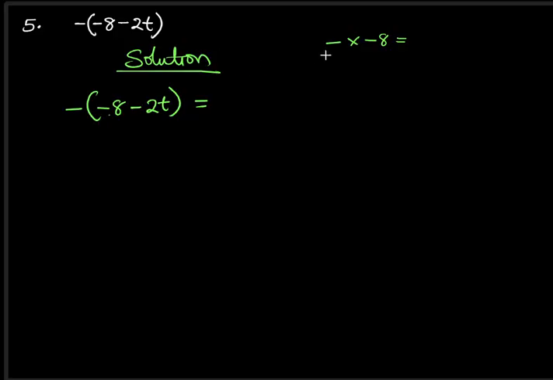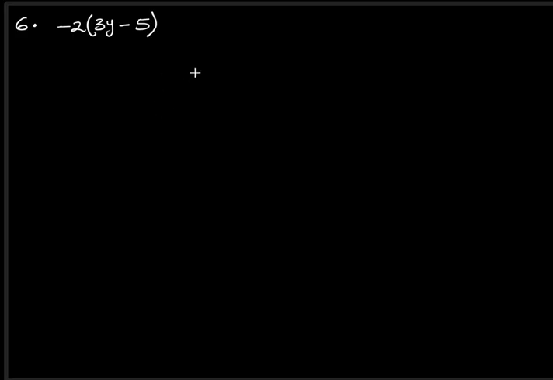So minus times minus 8 is equal to, minus times minus will give us plus, and then we have 8. So that will give us plus 8. And then minus times minus 2t, that will give us plus 2t. So our result here will be plus 8, same thing as saying 8 plus 2t. Okay, and then what do we have here? Let's see what we have here.